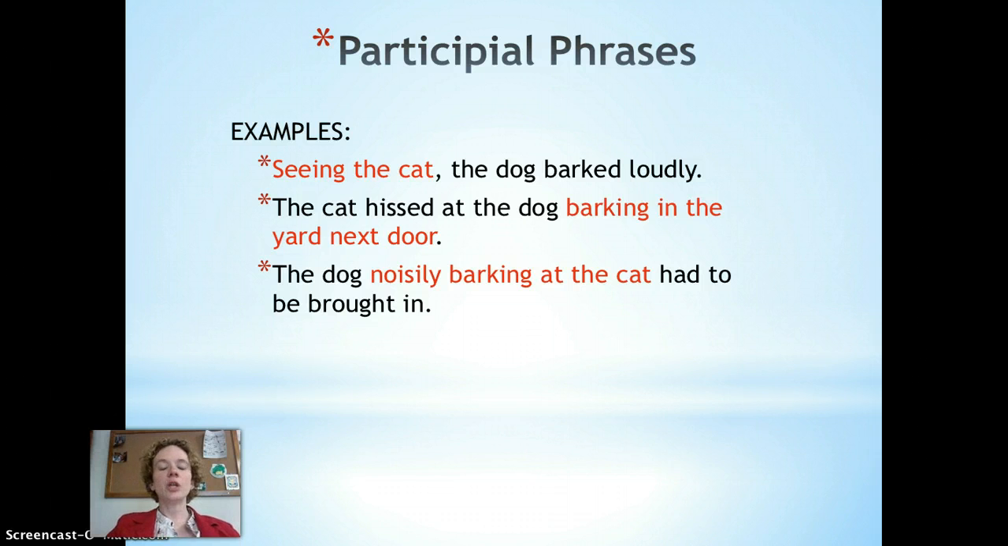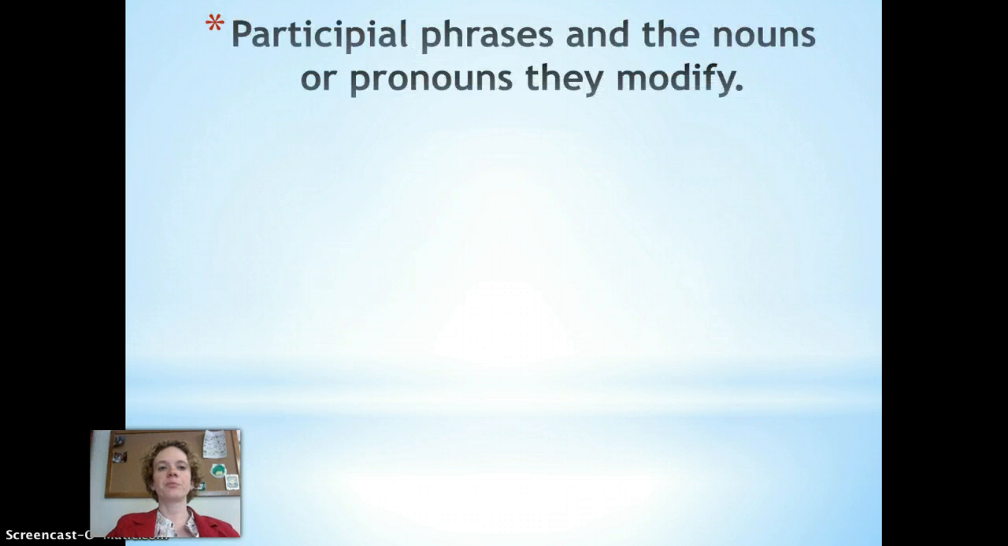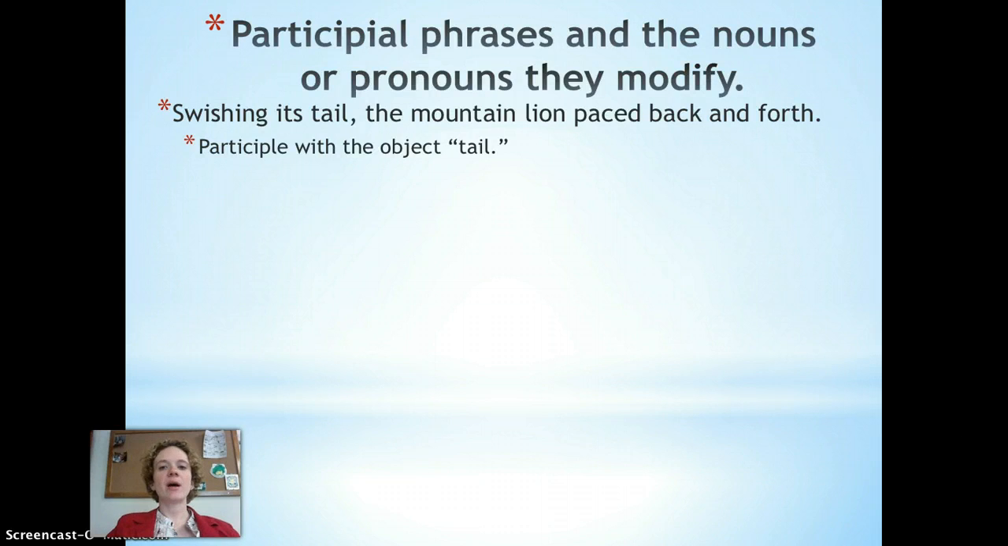Okie dokie. So we know that the participial phrase acts as an adjective. So let's take a look at some of these phrases in action. First example: Swishing its tail, the mountain lion paced back and forth. The participial phrase is swishing its tail, and it's made up of the participle swishing with the object tail. Now that whole phrase is modifying something, and the phrase swishing its tail is modifying mountain lion.